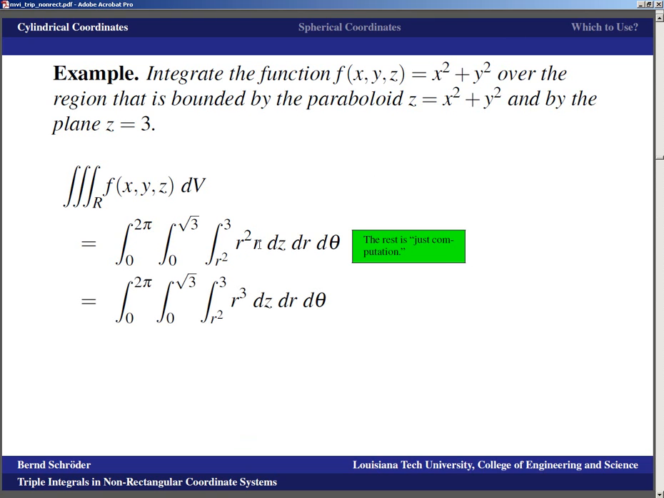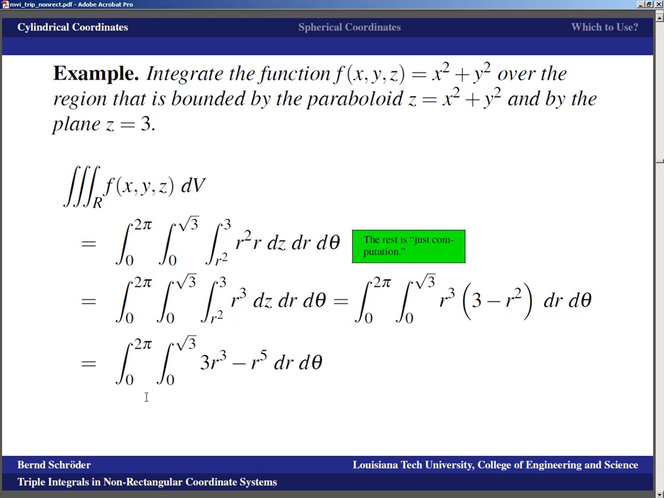So first of all, we realize that r squared times r is r cubed. Everything else stays the same. And if I integrate r cubed dz, well, that's just multiplying the r cubed with 3 minus r squared, right? So I keep my outer integral from 0 to 2 pi and from 0 to root 3. I keep my r cubed integral of dz from r squared to 3, which is just 3 minus r squared. Keep the dr, keep the d theta.